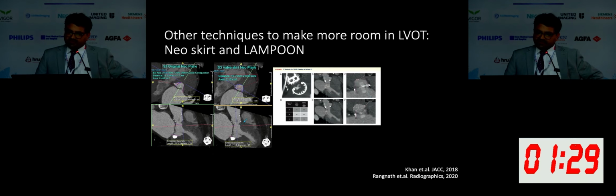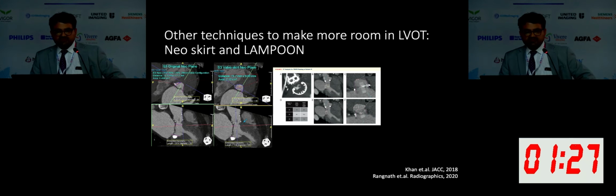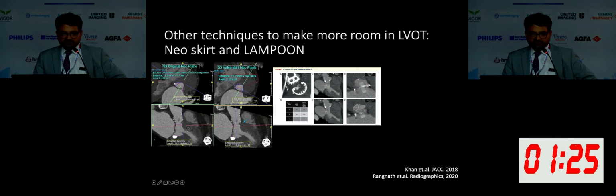These are some other techniques. There is a neo skirt device in which the device is a metallic cage covered by a fabric, which is called a skirt. In the neo skirt, the skirt is missing anteriorly. So anteriorly, you have a perforated device through which blood flow can go. So it increases the room that is available. So you can do these measurements. In this case, you can see the neo-LVOT area was 0.5, and with a neo skirt, you can increase it up to 2.1. So that is helpful.